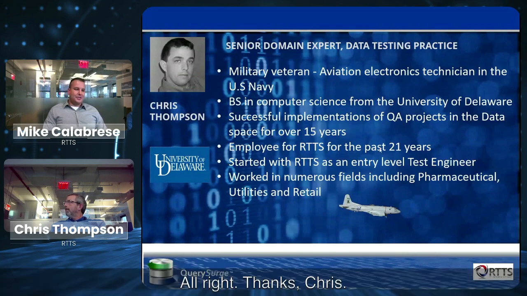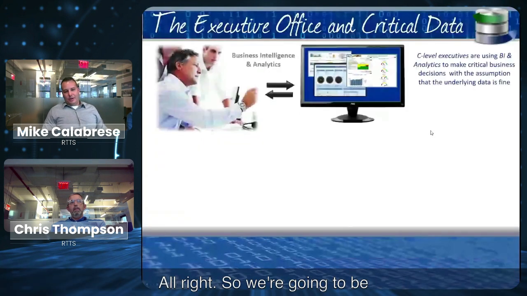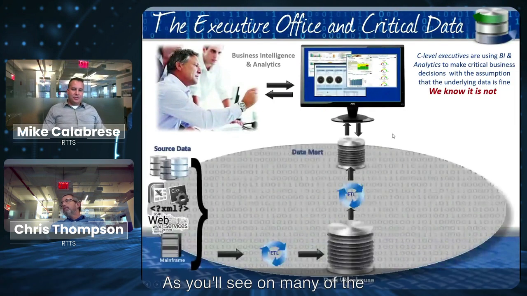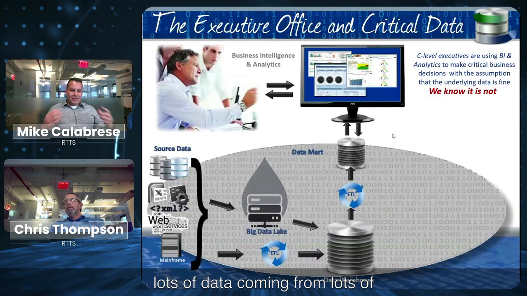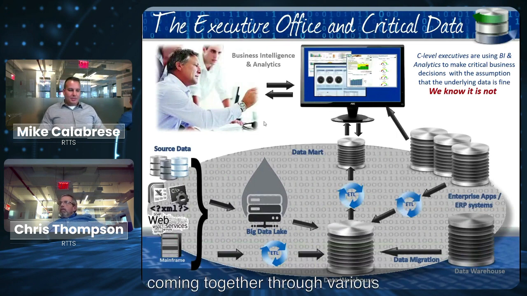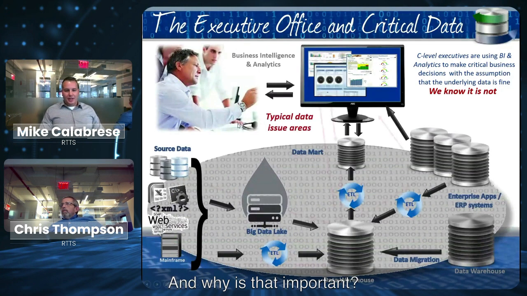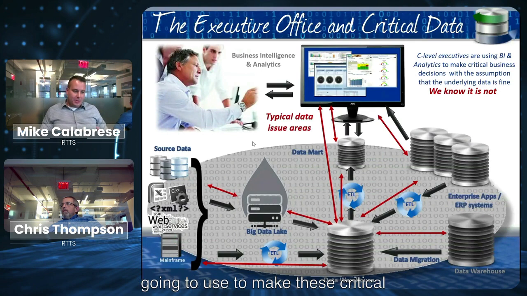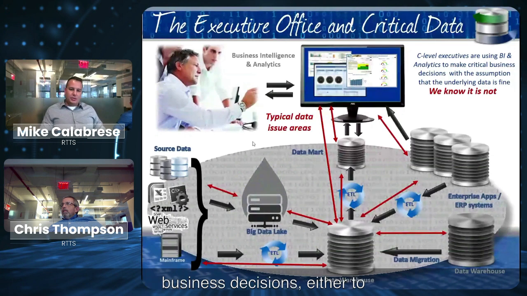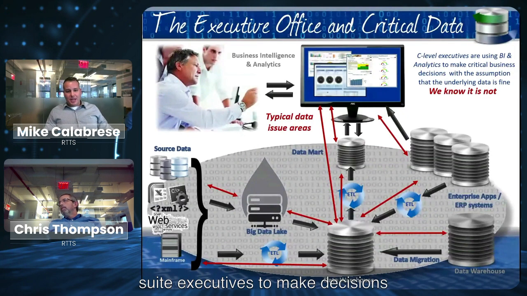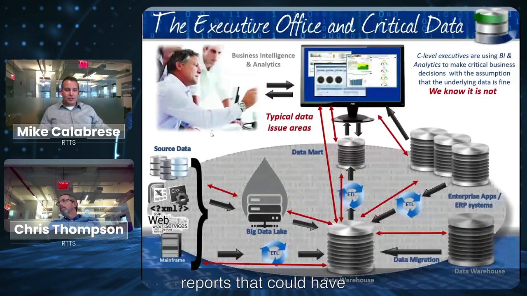Back to you, Mike. All right, thanks, Chris. All right, so we're going to be talking about DevOps today, but first we'll go over our problem statement here. As you'll see on many of the sessions today, there is a lot of data coming from lots of different sources, lots of systems all coming together through various ETL legs. And why is that important? Well, this data that's being ingested by all these companies is going to be used to make critical business decisions, either to support applications and information to end users, or maybe for C-level suite executives to make decisions off of their business intelligence reports that could have financial impacts on the state of the company.